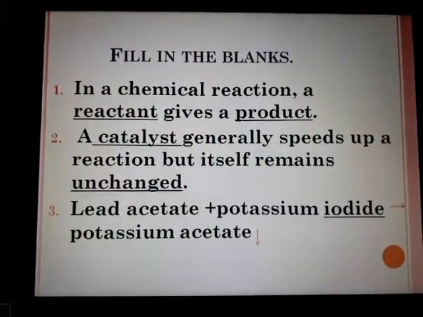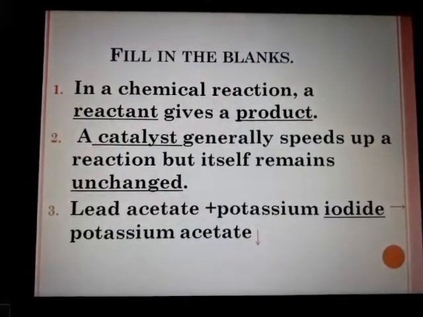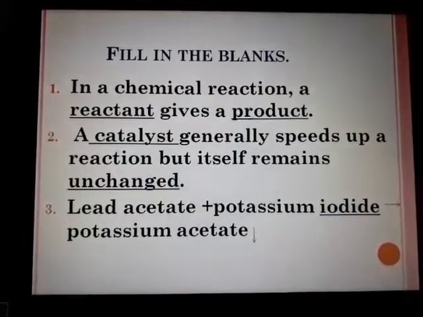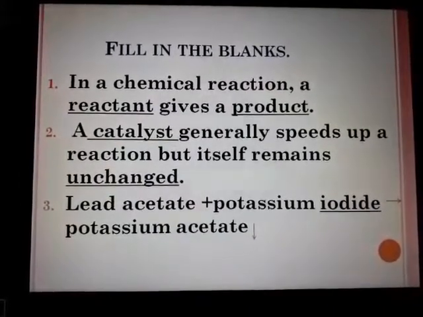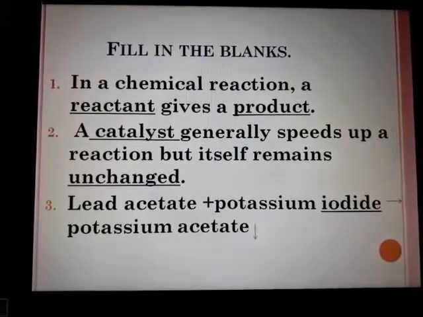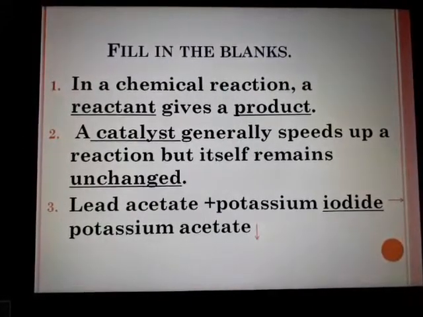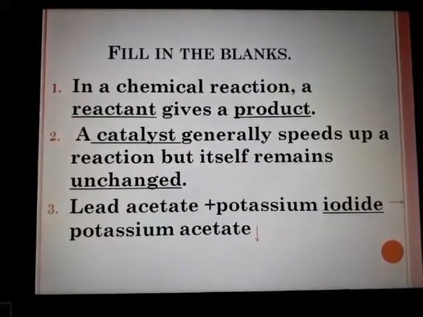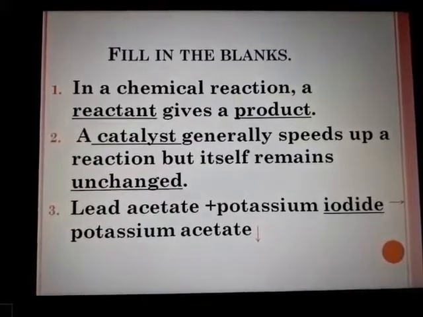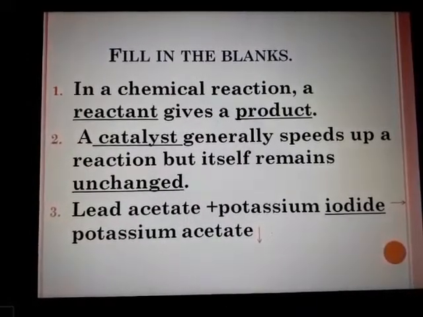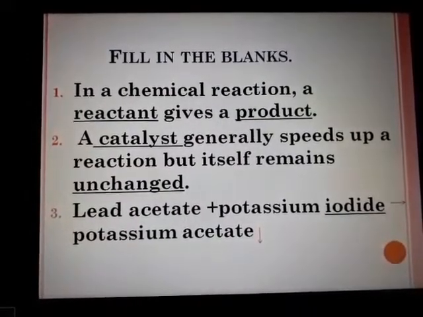Our next type is the fill in the blanks. First fill up, in a chemical reaction, a dash gives a dash. In the first fill up, write down reactant, and in the second fill up, write down product. So in a chemical reaction, a reactant gives a product.